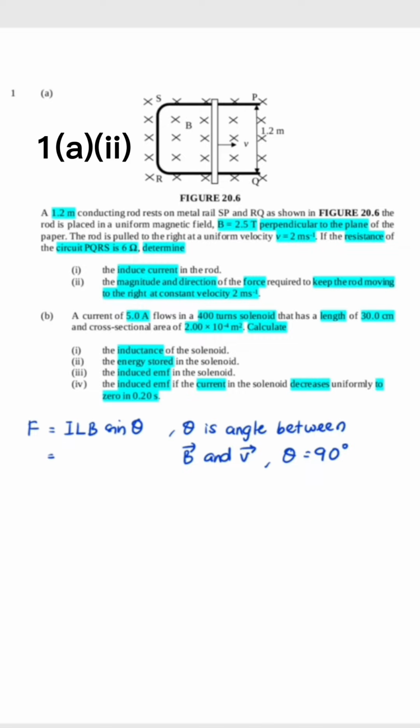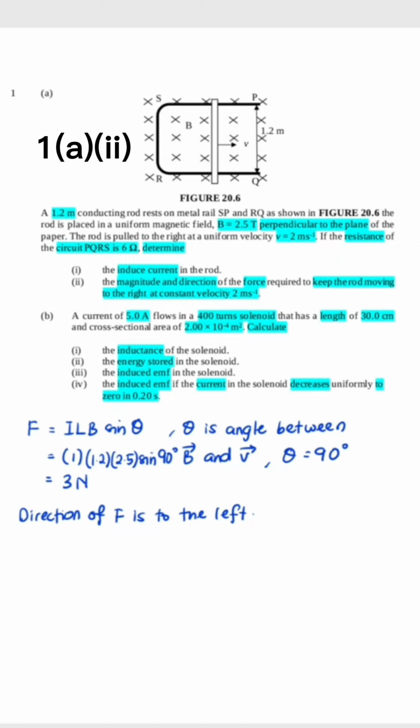And we start to calculate now. I is what we got from the previous question, 1 ampere. Length we have 1.2. B we have 1.25. Sine 90 degree. So we press our calculator and the answer should be 1.5 Newton. Okay, next question. In the same question actually, we need to determine the direction of force. So the direction of force should be to the left. Just state the answer like that, to the left.